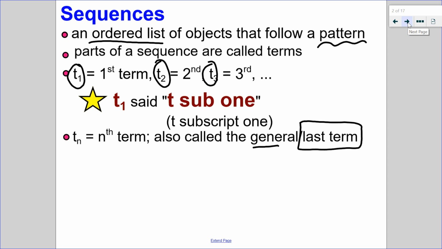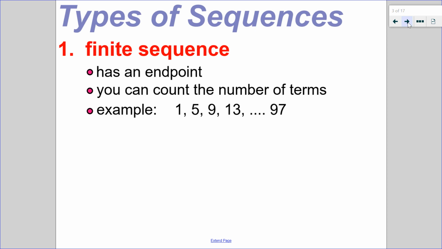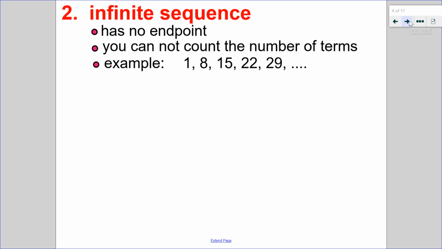There are two types of sequences that we can talk about. One is finite sequences. Those are sequences that have an end point. They stop, so you can count the number of terms. Here's an example: 1, 5, 9, 13, a whole bunch, and then 97. So there's an end point. The other type is an infinite sequence. Those have no end point, so you can't count the number of terms because they go on forever and ever. We'll be dealing with those in 1.5.